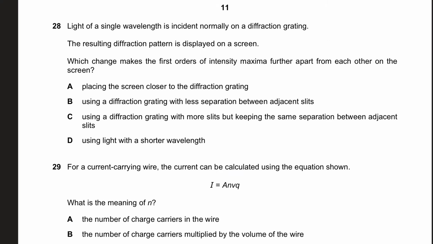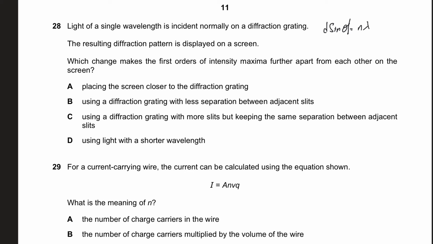Question 28 says, light of a single wavelength is incident normally on a diffraction grating. The resulting diffraction pattern is displayed on a screen. Which change makes the first orders of intensity maxima further apart from each other on the screen? So the formula is d sin theta = n lambda.